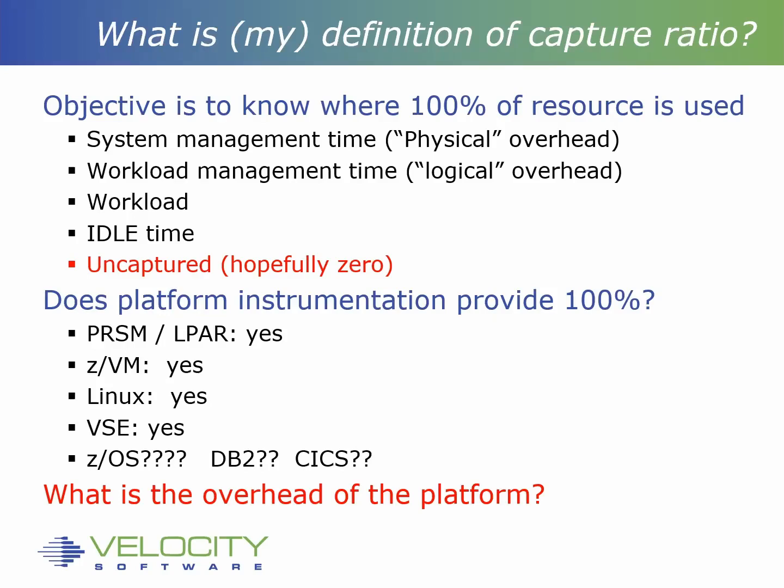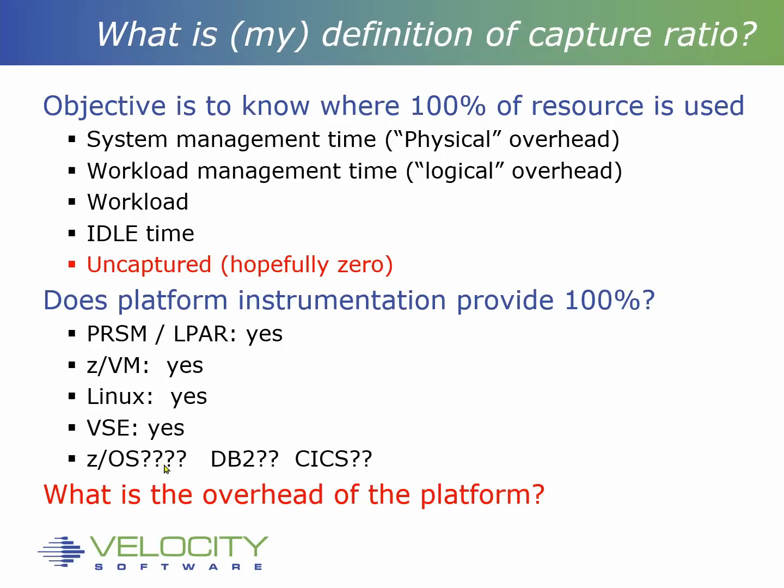When I look at the different platforms, how close are they to 100%? And when you look at our highest level platform, Prism LPAR, yes, the capture ratio is very close to 100%. I'll show some metrics that say it's not quite. When you look at VM, yeah, it's been 100% since about 1989. Linux, when Linux came on around 2000, yeah, we have pretty much 100% capture ratio there, and VSC as well.